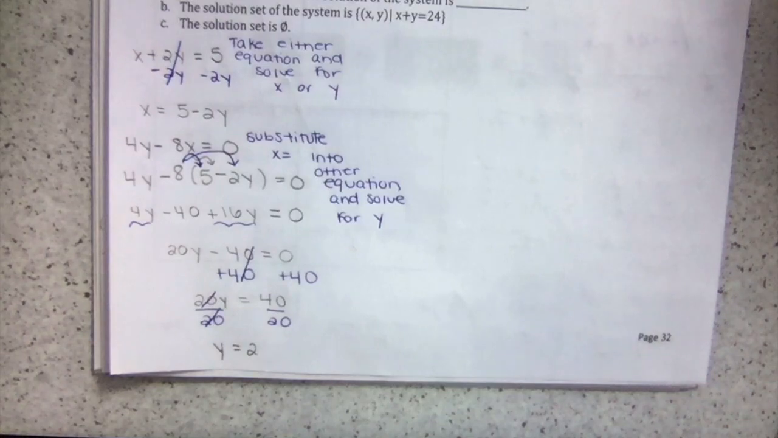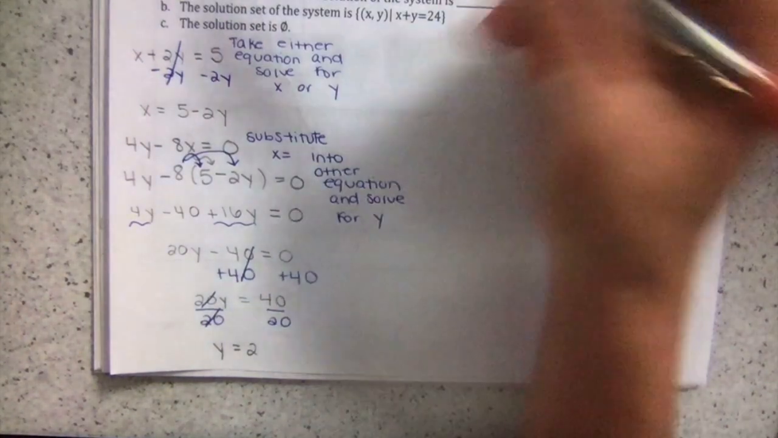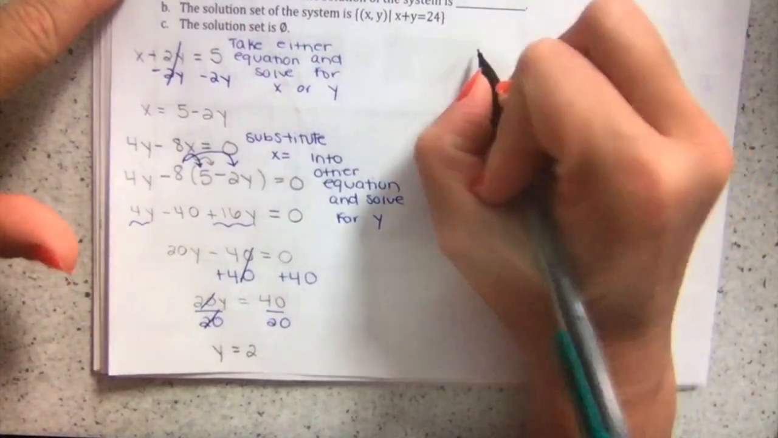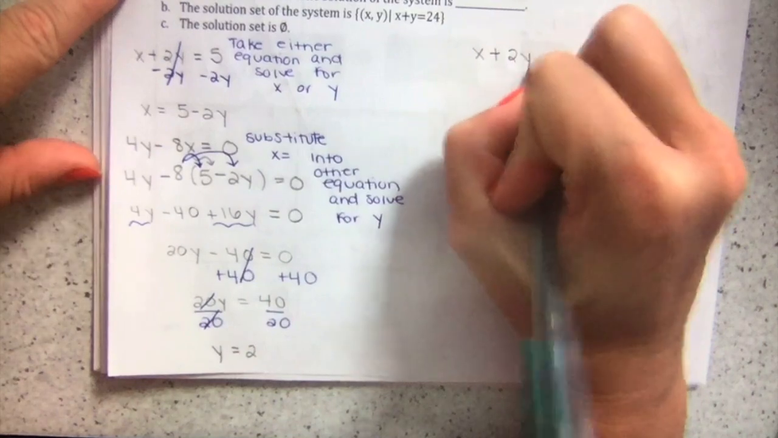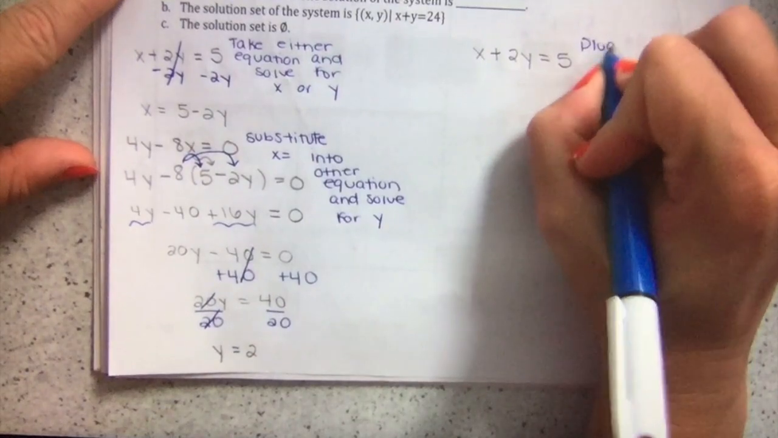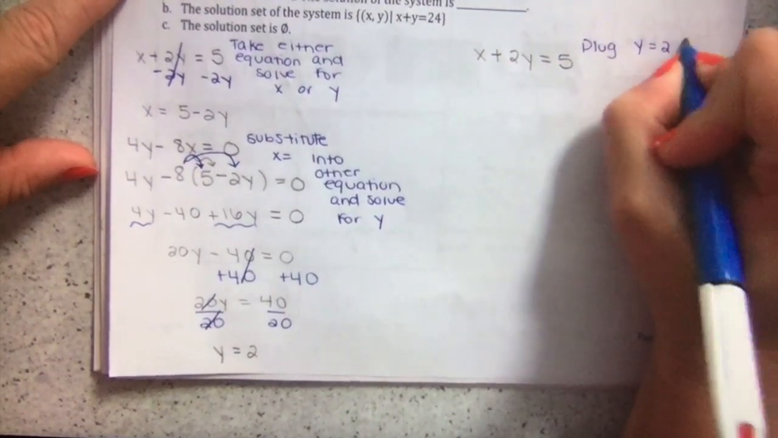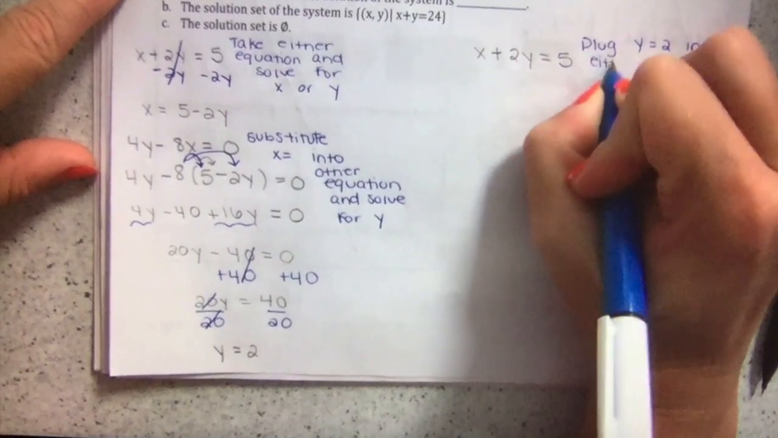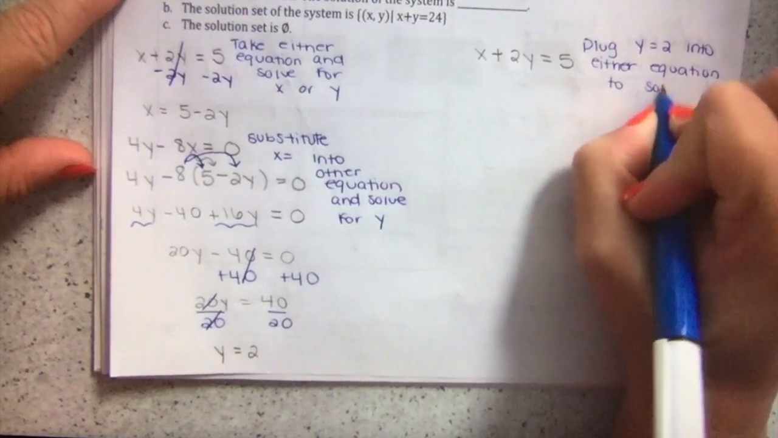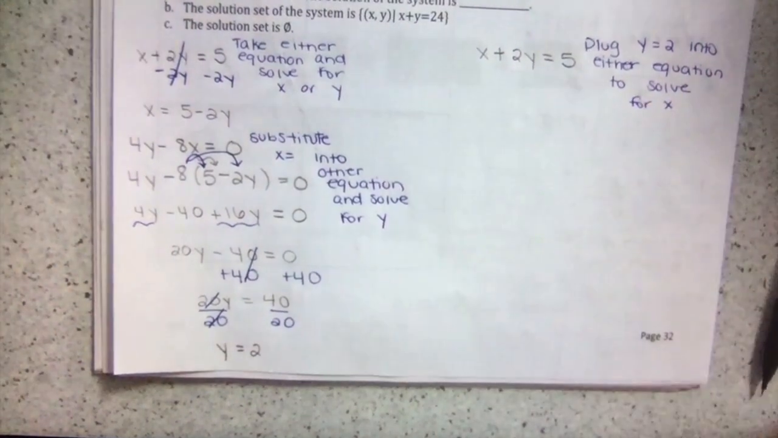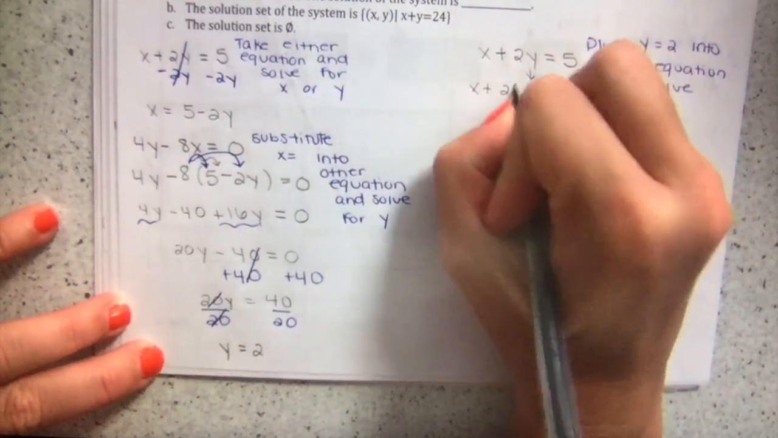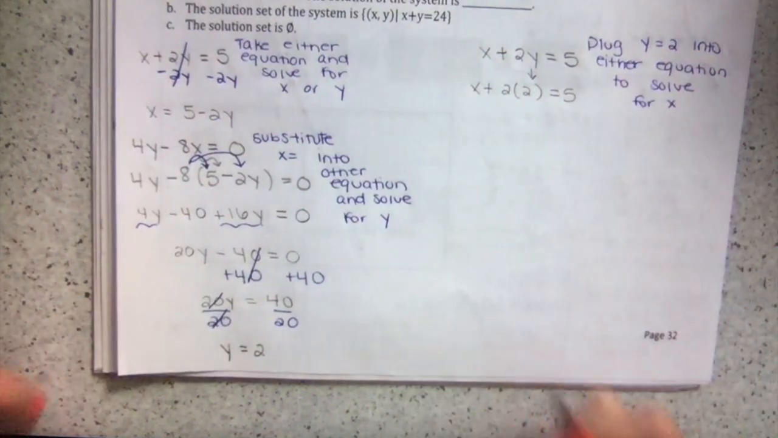So I can take y equals 2 and plug it back into either equation, either the first one or the second one, it doesn't matter, and get x by itself. I'm going to choose the second equation just because it looks a little bit easier. So x plus 2y equals 5. We said y equals 2, so we have x plus 2 times 2 equals 5.